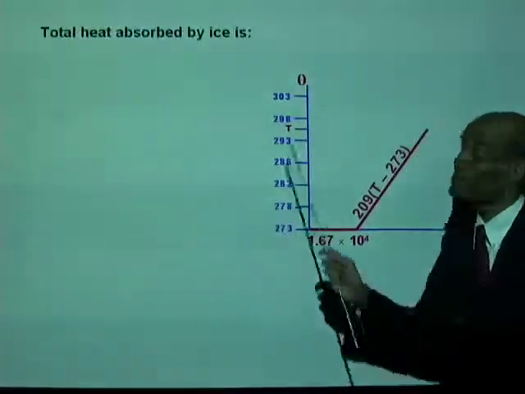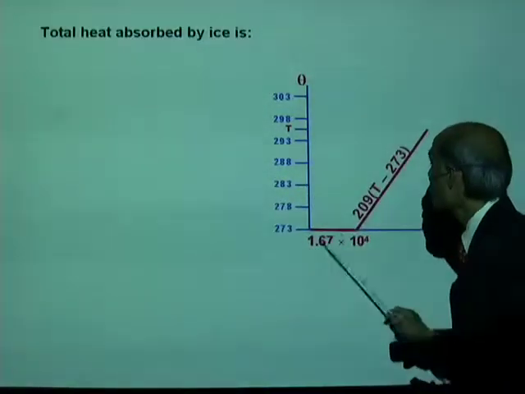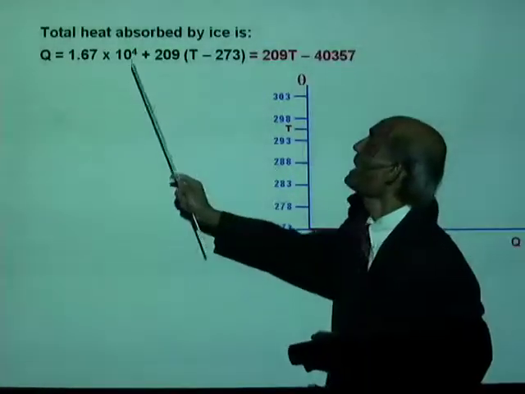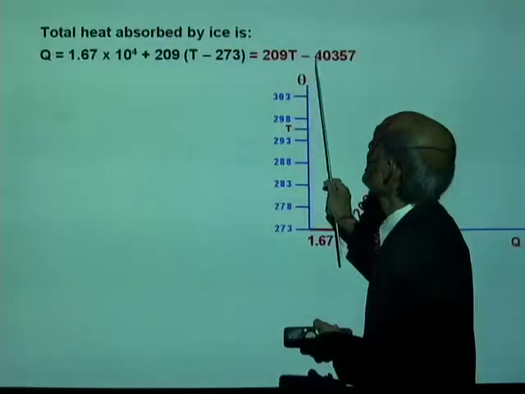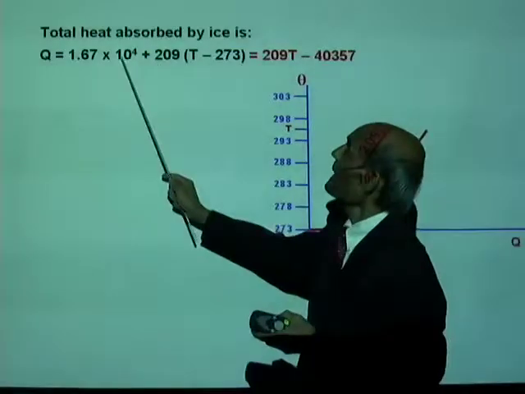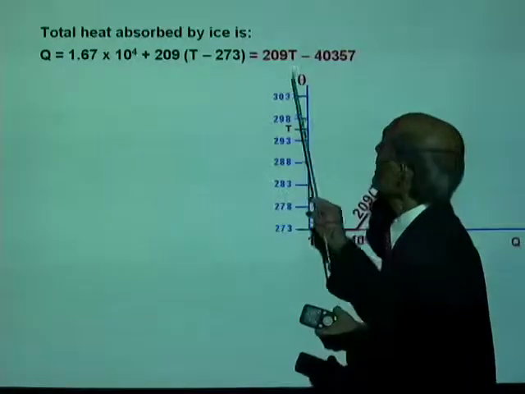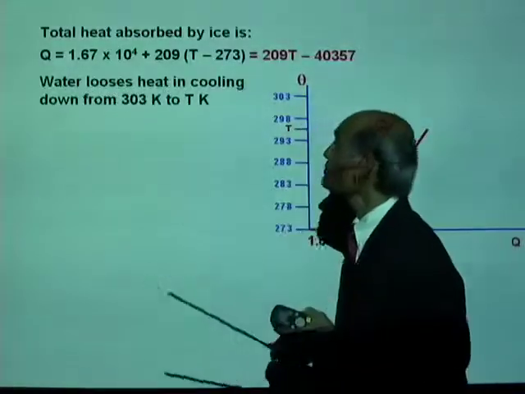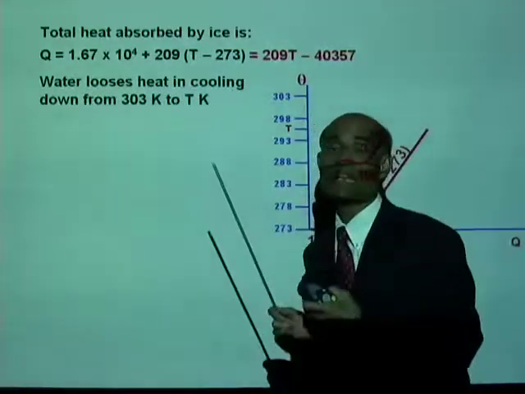Is that right? Alright, let's do that. The total heat absorbed by ice will be this quantity plus this quantity. There you are. And that will be, I just distributed these in here. That gave me 209 T minus 40,357. I just distributed this and added the numbers, and this is the result. And now water loses heat in cooling down from 303 Kelvin to T Kelvin.